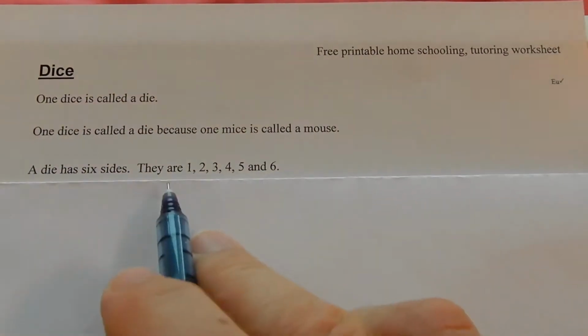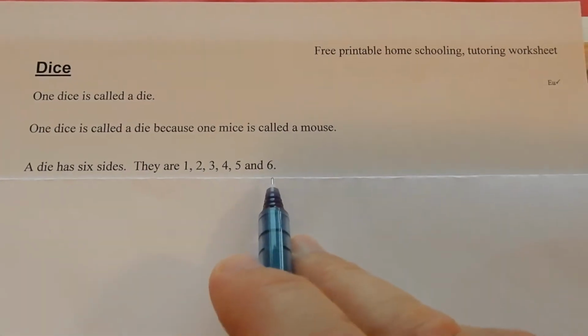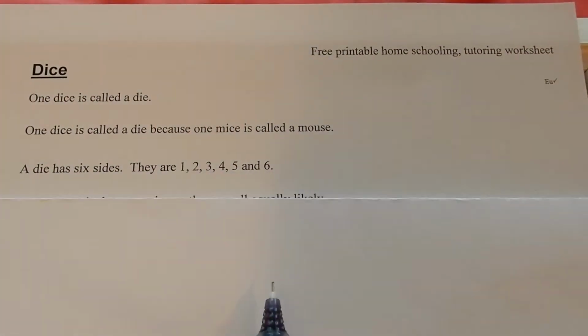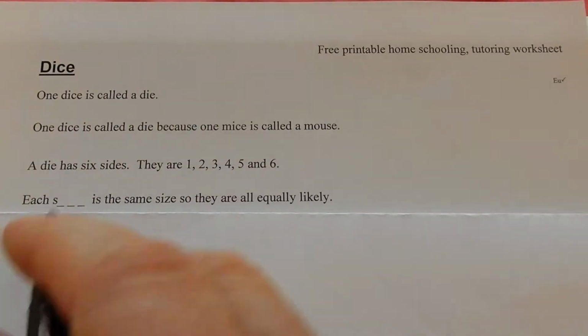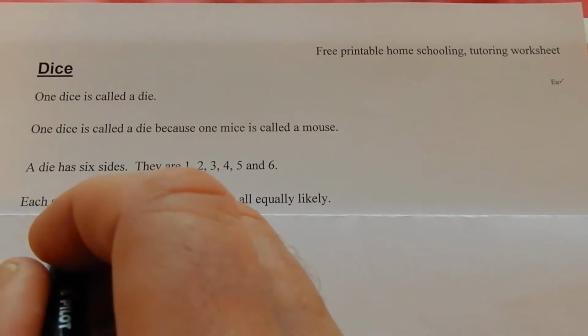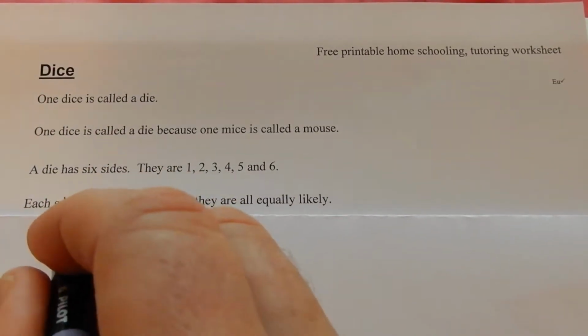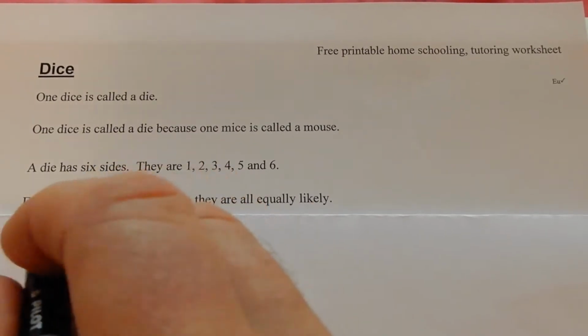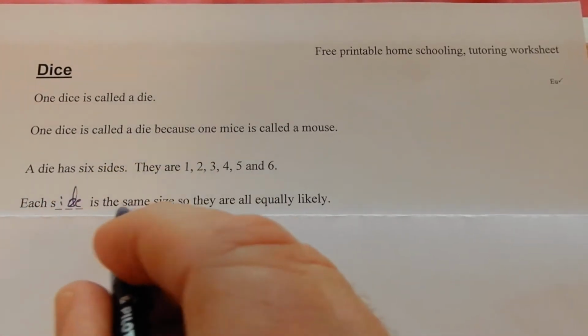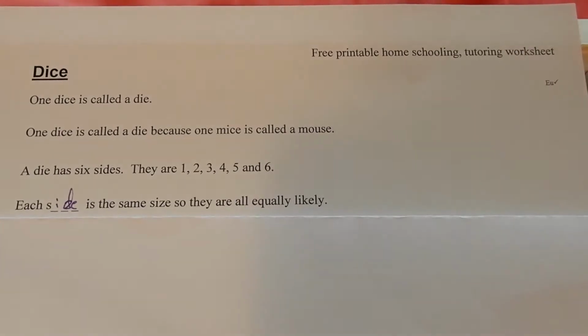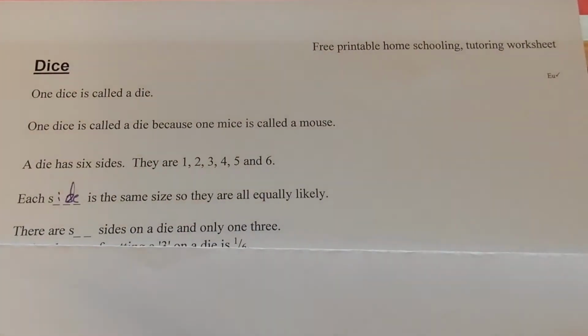A die has six sides. There is one, two, three, four, five, and six. They're all equal size. All equal. Each side is the same size, so they're all equally likely.